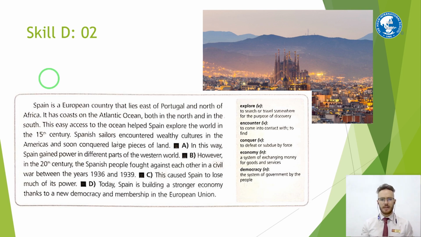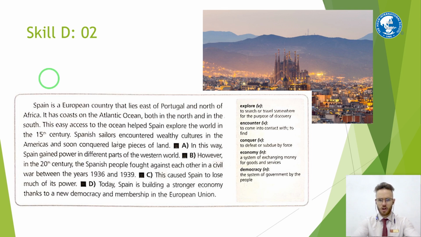So again, we've got 5 vocabulary words. The first, explore: travel somewhere for the purpose of discovery. Then we've got encounter, which means to come into contact with or to find. We often use the word encounter when we're talking about aliens. We describe an alien encounter, which is where you would contact aliens, things from another country or another world.